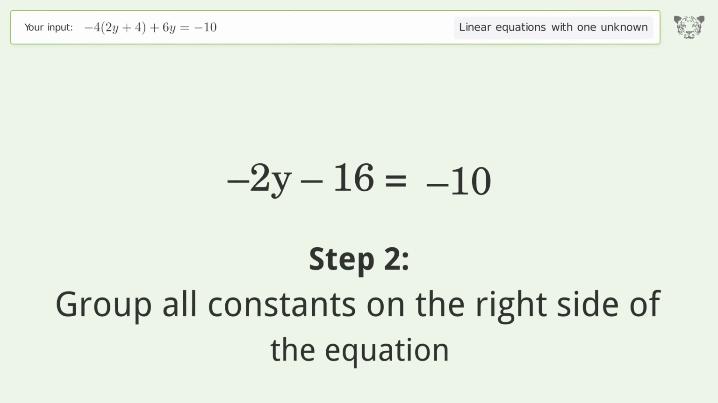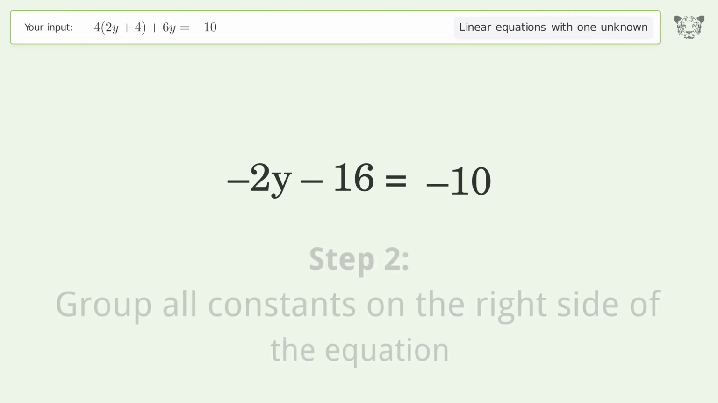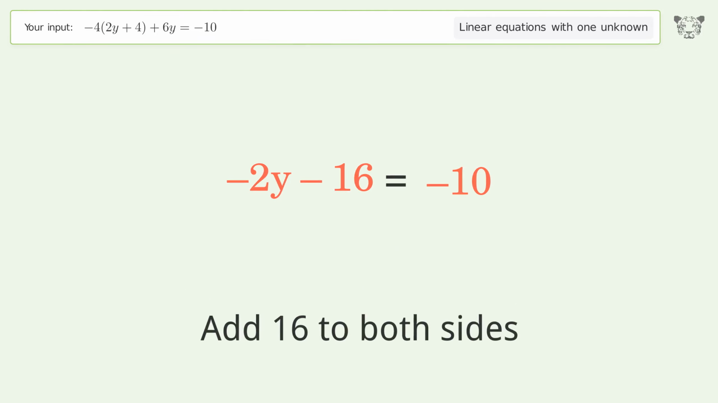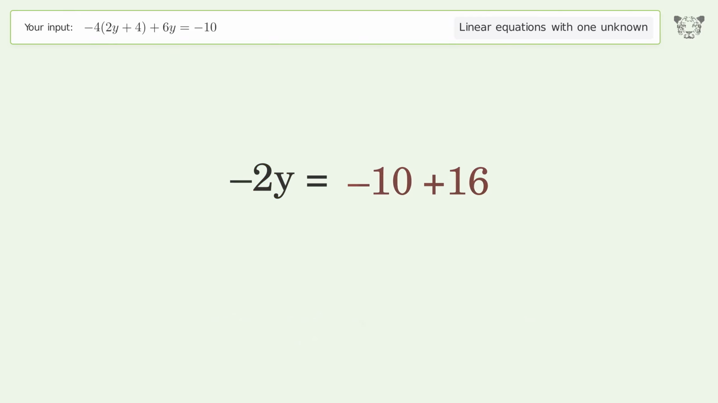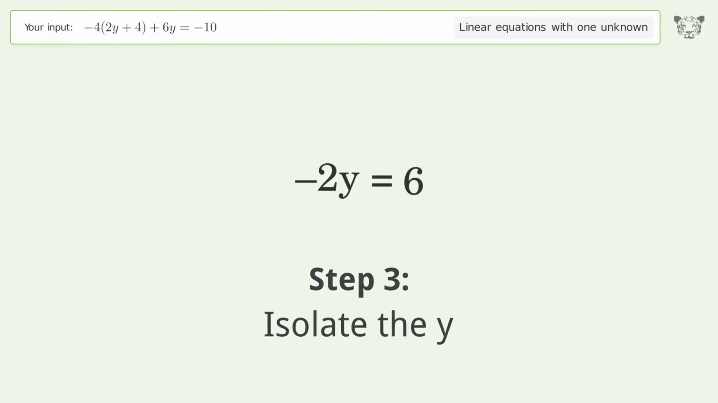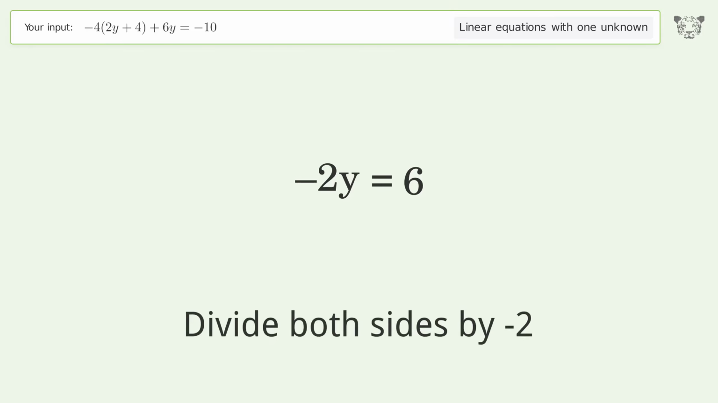Group all constants on the right side of the equation. Add 16 to both sides. Simplify the arithmetic. Isolate the y. Divide both sides by -2.